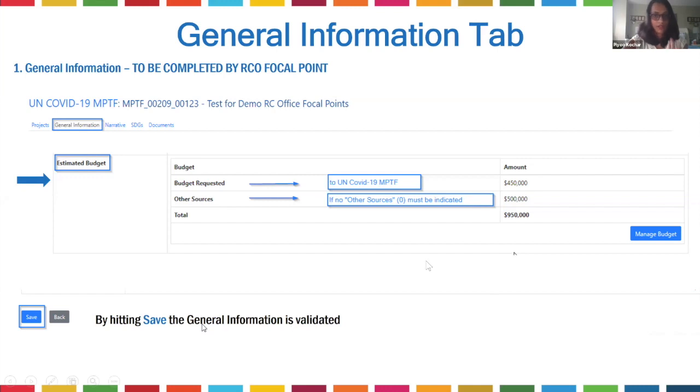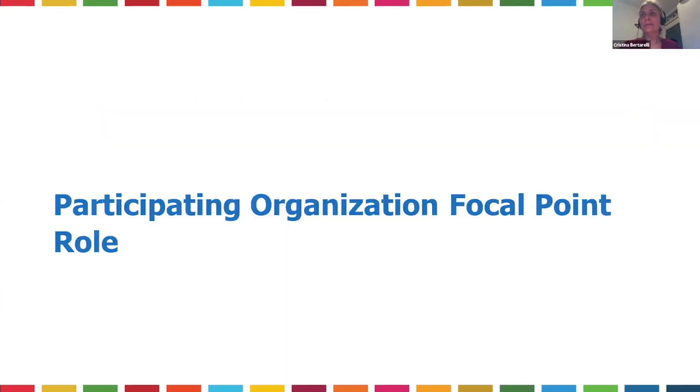In the budget, we do ask you to indicate the budget that is requested of the UN COVID MPTF, but in other sources, you could indicate repurposed resources, IFI contributions, and other resources that would enable supporting the implementation of this program. And then you hit save, and this is where you've basically created the general information tab. And this will allow then for your colleagues that you would have added as focal points from the UNCT organization, participating organizations who are members to this concept note, to actually log in and start entering the other sections.